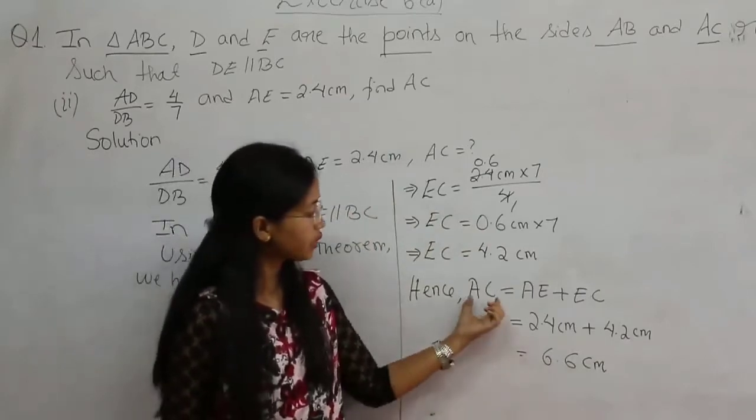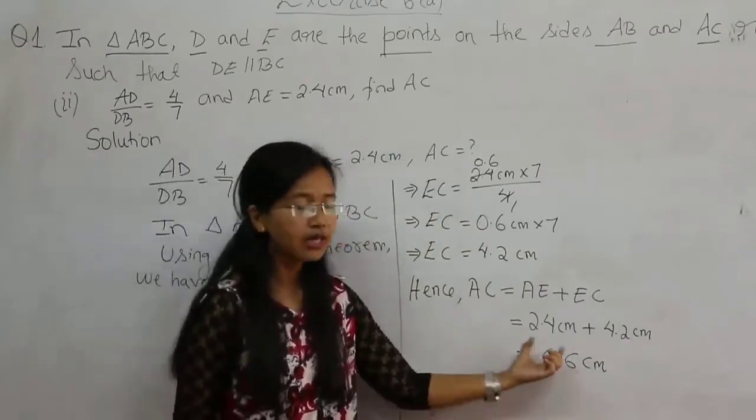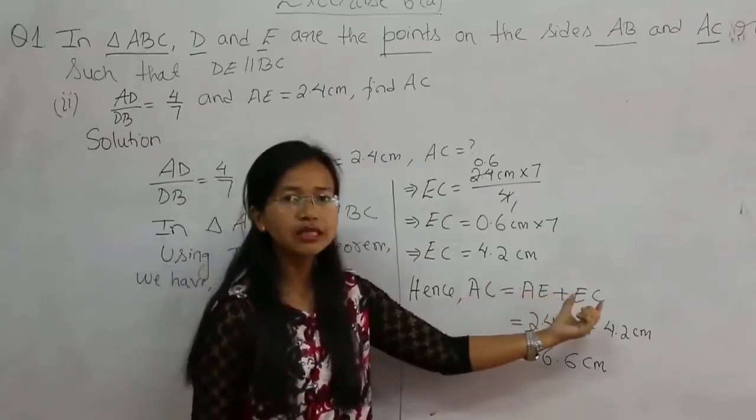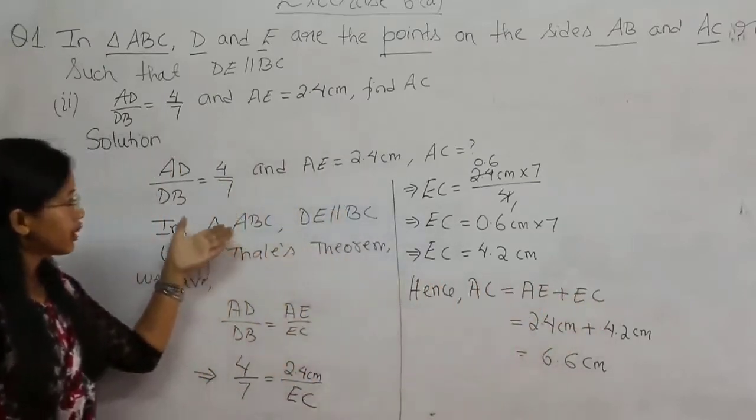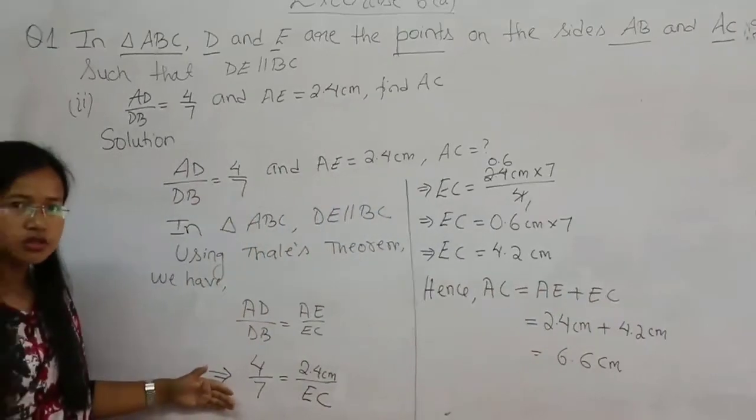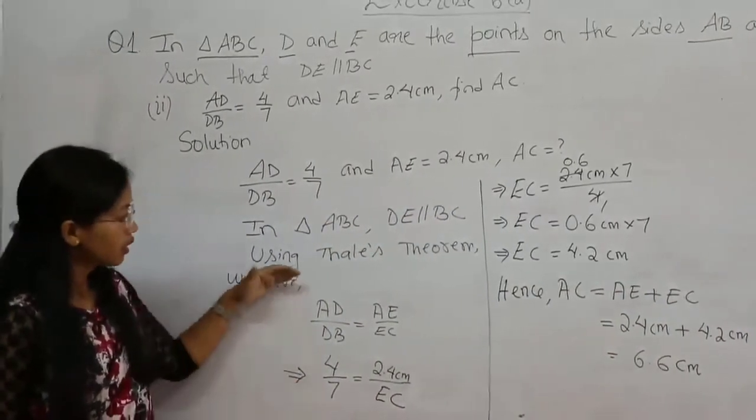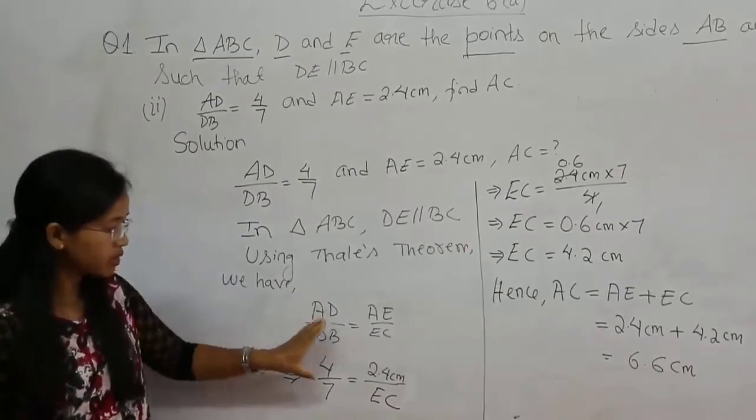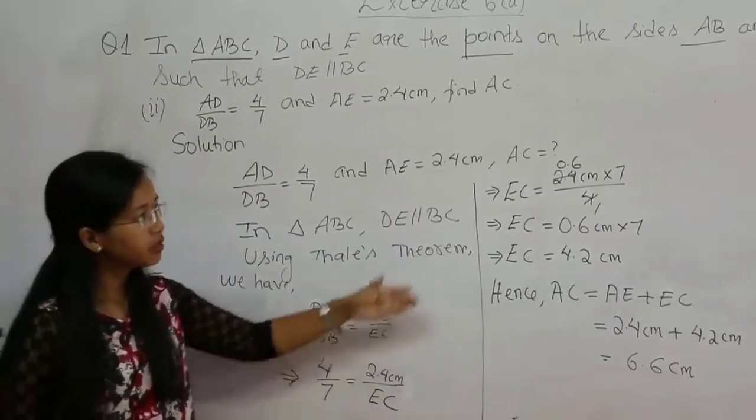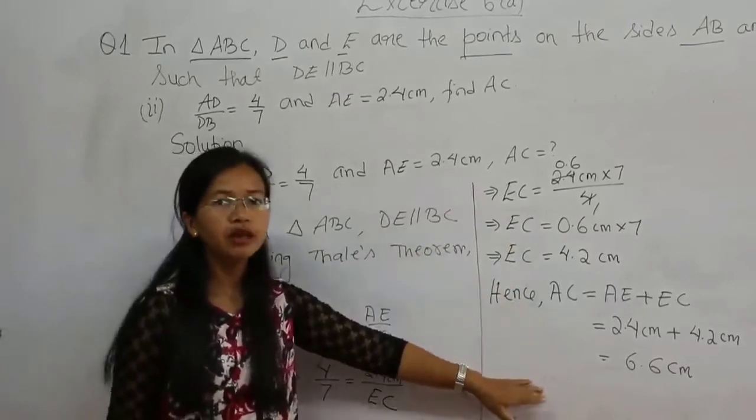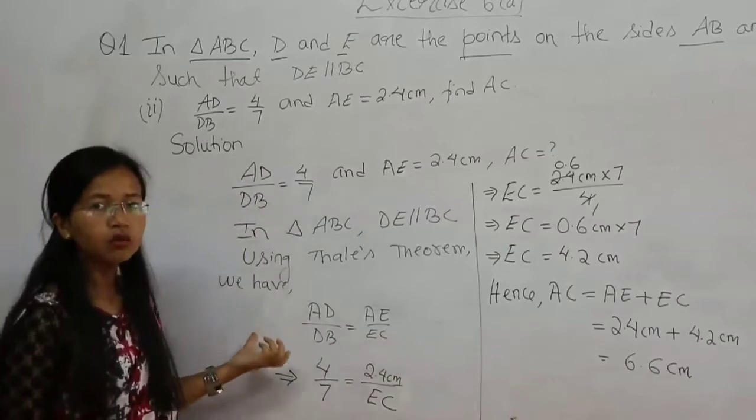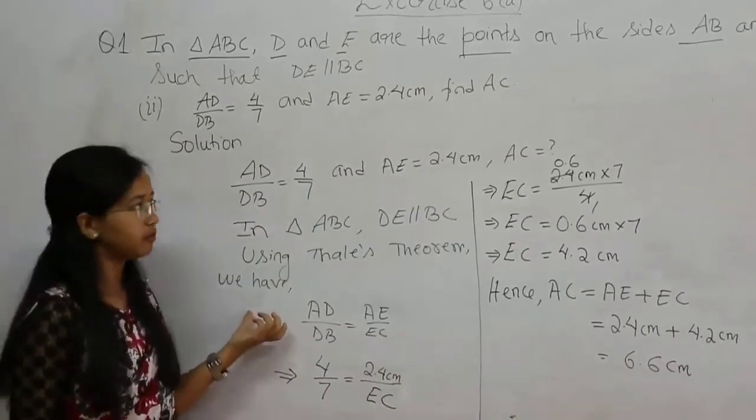So this is the value of AC, right? How do we get AC? By adding AE with EC. So I believe you have understood this question very carefully. Using Thales theorem only, you only have to replace what is given to you here, and then you follow this step, you will get the answer, right? So using the same theorem again, we'll solve another problem.